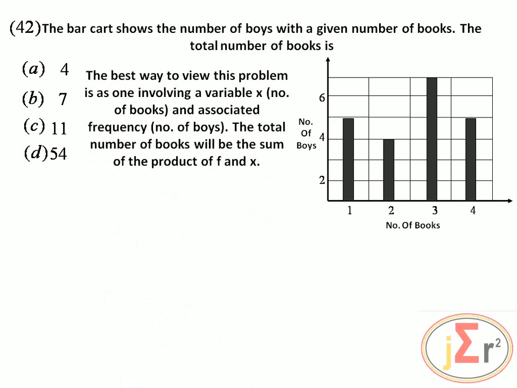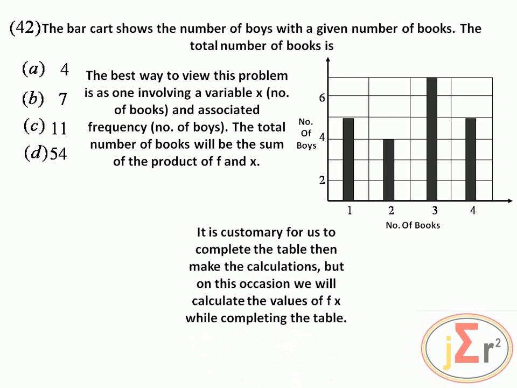The best way to view this problem is as one involving a variable x, number of books, and associated frequency, number of boys. The total number of books will be the sum of the products of f and x, if you are taking a theoretically statistical approach. It is customary for us to complete the table, then make the calculations. That is, put in all the values of f, then all the values of x, then make the calculations. But on this occasion, we will calculate the values of fx while completing the table.